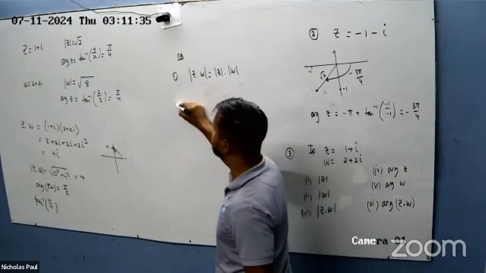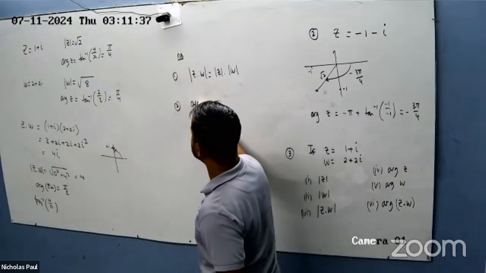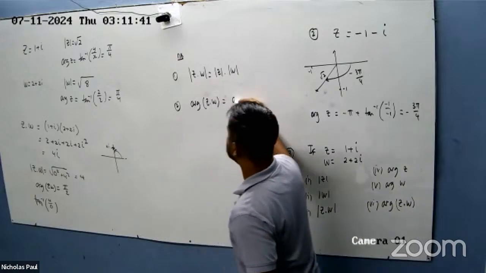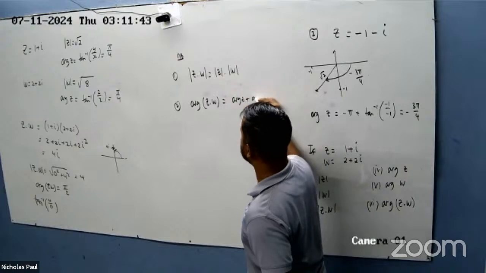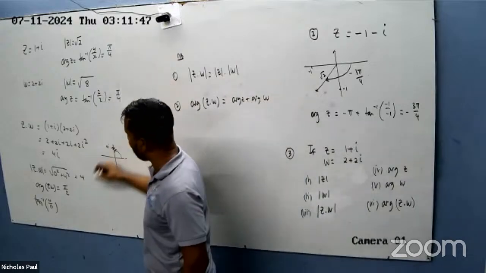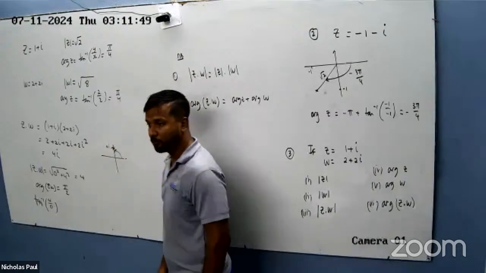Next, the argument of z multiplied by w is the argument of z plus the argument of w. Pi on 4 plus pi on 4 is pi on 2.